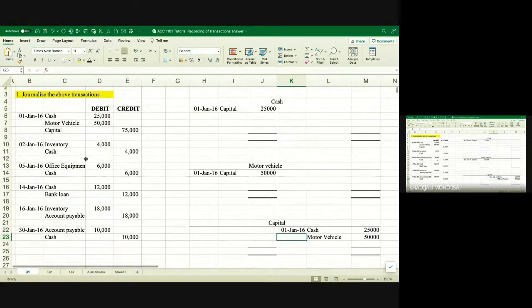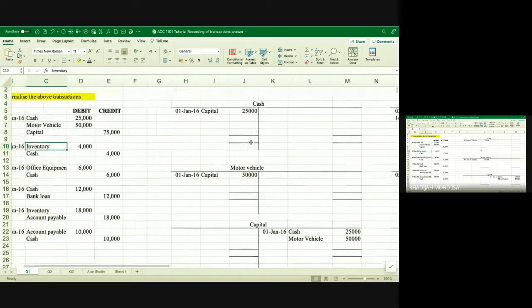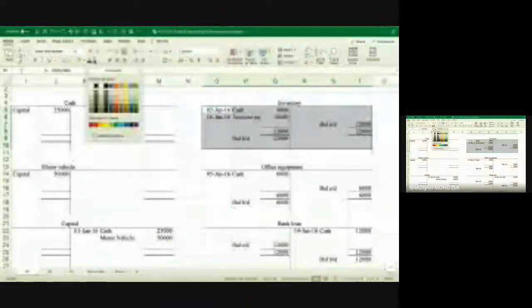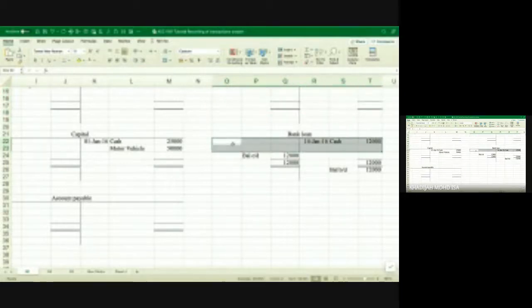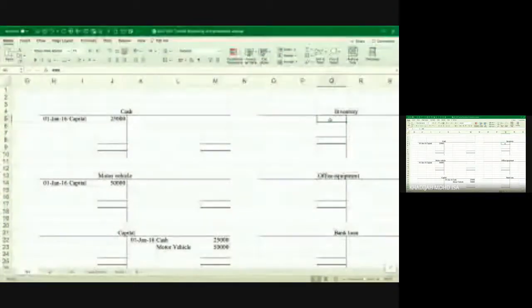Okay. Then you go for the second transaction. You have inventory and cash. You debit your inventory account and cash 4,000. So do you have your inventory account yet? No. So you open up your inventory account. Let's clear so that we can learn how to actually do that later. Okay. I will just do this. Okay. So when you don't see any account yet, it means that you have to open up the account. Yeah, open up the T account.